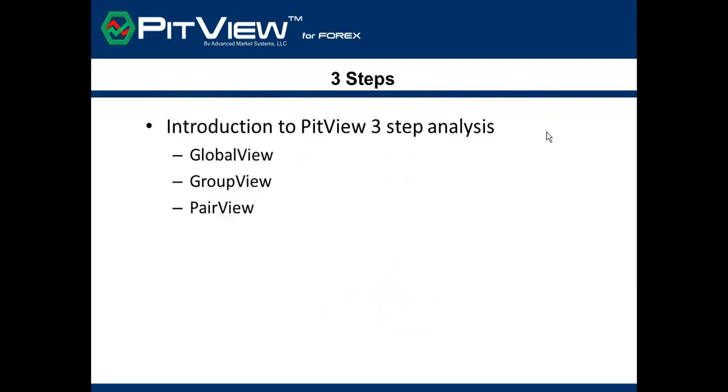Let's get started with our presentation today by talking about our three steps. Some of you are brand new to PitView. Some of you are already PitView subscribers, and I welcome you. A lot of you I've seen in my intermediate courses on Mondays, where we talk more about actual trading method. The three steps involved with PitView, an introduction to PitView three-step analysis, are three indicators that form a top-down approach to trading, going from GlobalView to GroupView to PairView. We're going to talk about all three of these indicators, give you an overview of what they do for you and how they help in your trading.